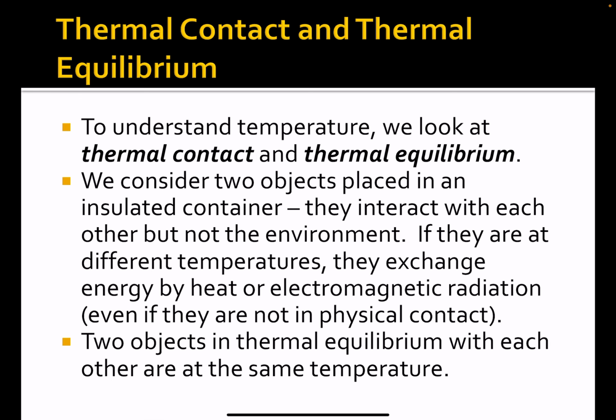To develop that, we need to talk about two terms: thermal contact and thermal equilibrium. Thermal contact just means that two things at different temperatures are in contact with each other. If they're the same temperature, nothing's going to happen. But if you have two things that are different temperatures, heat is going to be transferred between them until they reach thermal equilibrium. We call it thermal equilibrium when the two objects have the same temperature. They're going to keep transferring until they equalize.